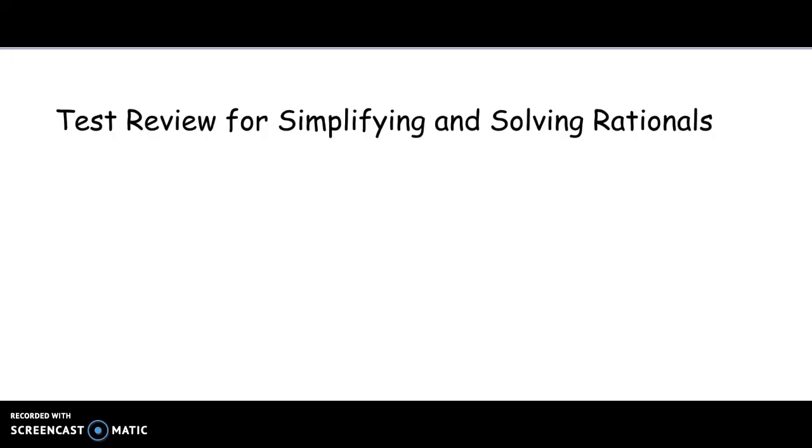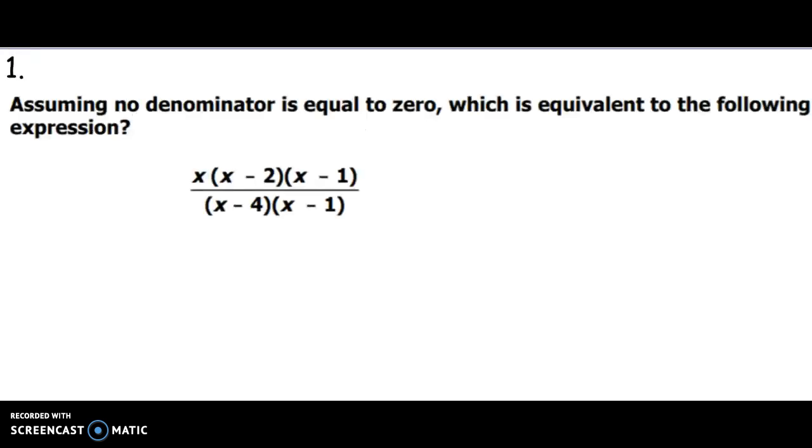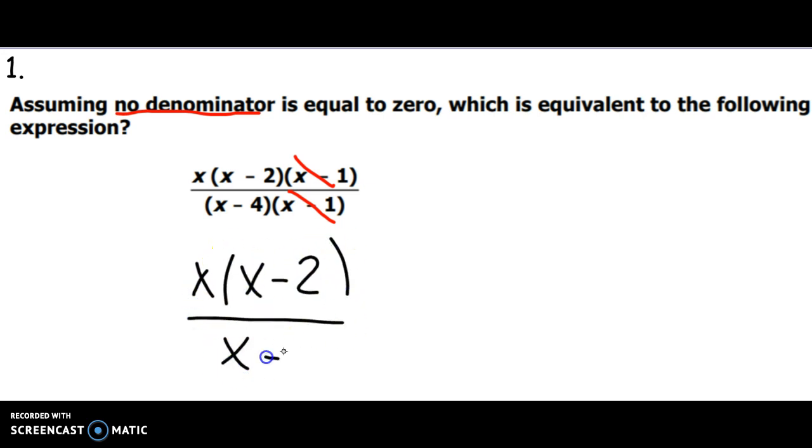This is a review for your test on simplifying rational expressions and solving rational equations. In this problem, remember it says that no denominator is equal to 0. So that's just reminding you of our exclusions, our excluded values. For this one, it's already factored out, so you don't have to do any factoring. You just look and see what they both have in common on top and the bottom. What you're left with is your answer, x times x minus 2 over x minus 4.